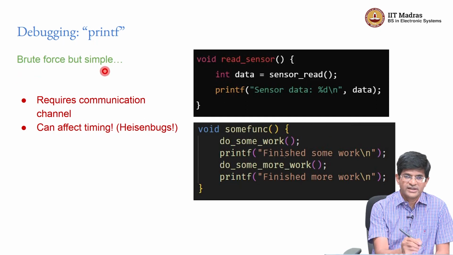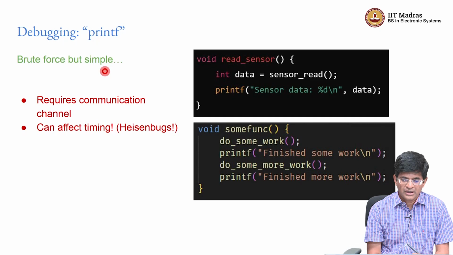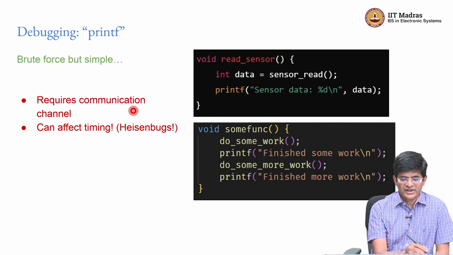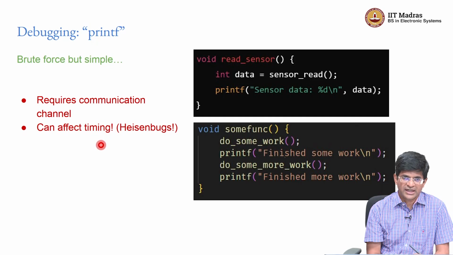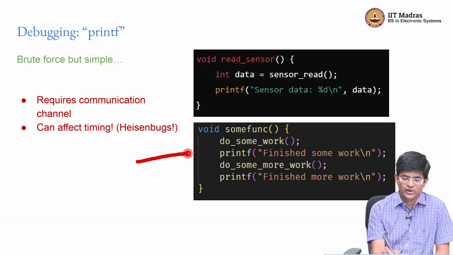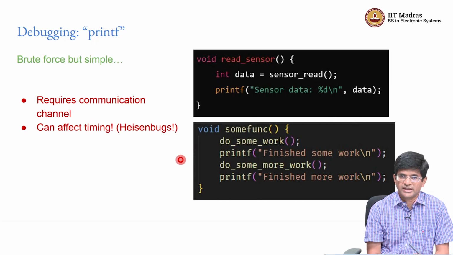It is brute force, right? It just literally tells you where you are in your code, but it does require the presence of a communication channel, and interestingly enough, it can actually affect the timing of how things work in practice, right? The reason is that a printf, for example, could be sending data out along a UART. Now just think about a UART peripheral operating at 9600 bits per second. It means roughly 1.1 milliseconds per bit being transferred, which means that for 1 byte of information I take nearly 1 millisecond.